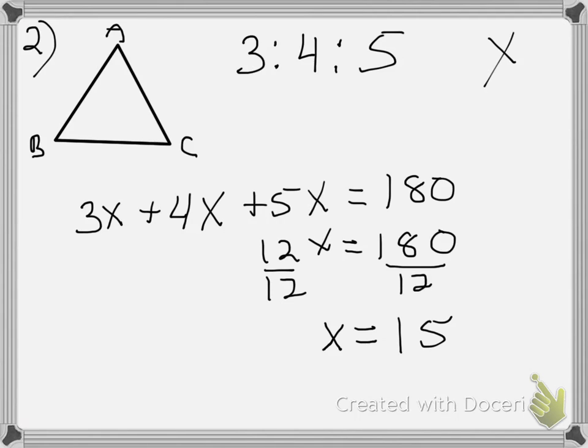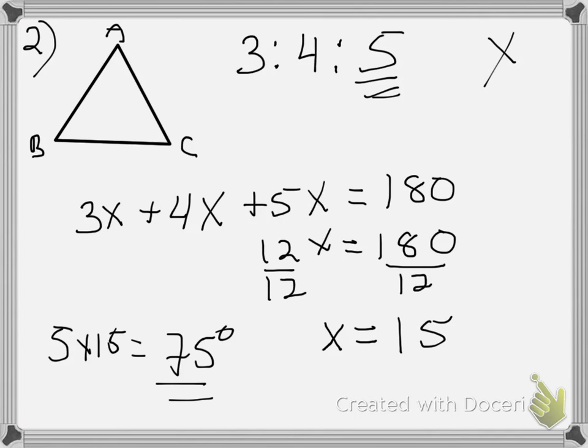So, if x is 15, and they asked us the largest one, well, that would be the 5. 5 times 15 is 75 degrees. And that's how to do that one.